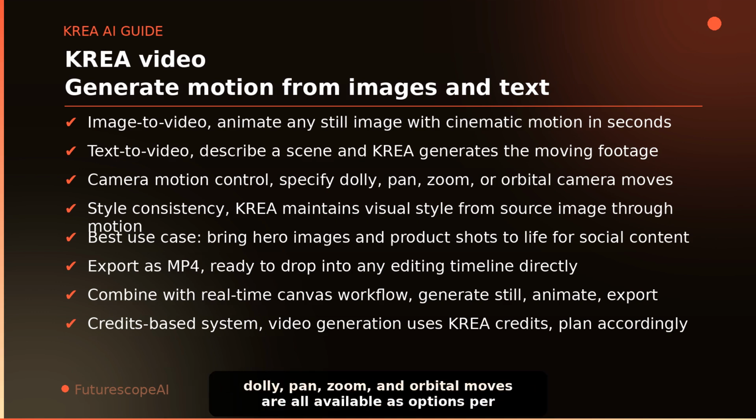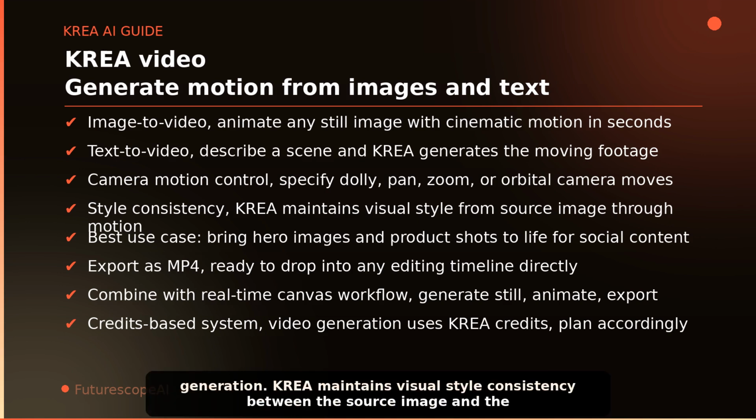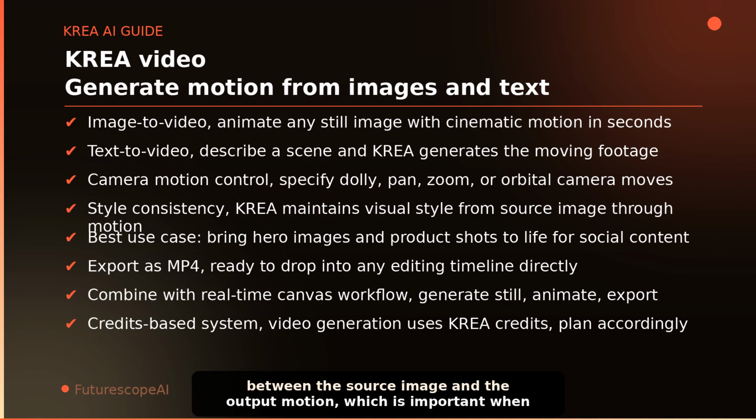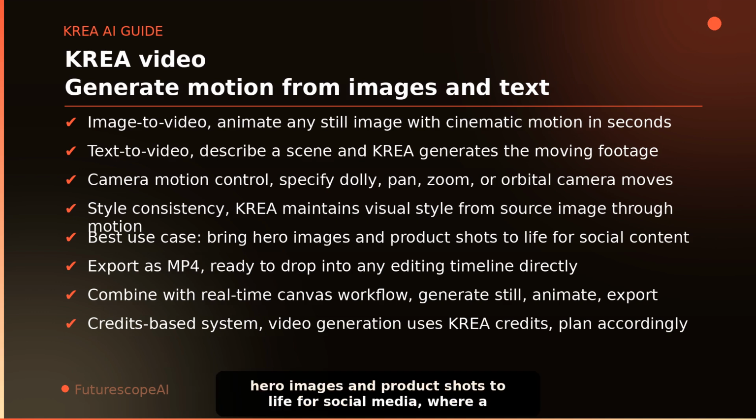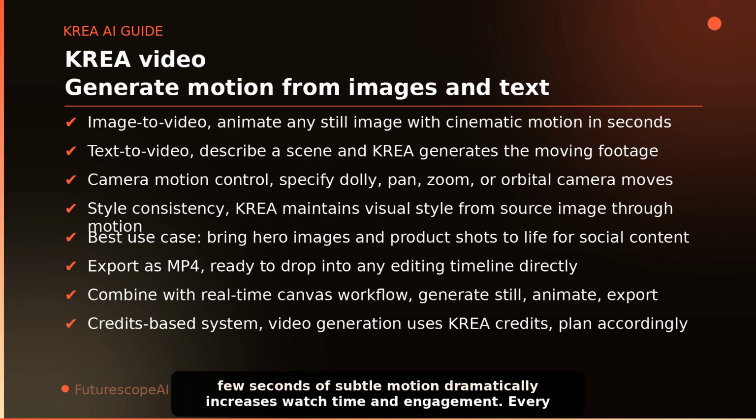Camera motion can be specified, dolly, pan, zoom, and orbital moves are all available as options per generation. KREA maintains visual style consistency between the source image and the output motion, which is important when the video needs to match existing brand or campaign visuals. The most common professional use case is bringing hero images and product shots to life for social media, where a few seconds of subtle motion dramatically increases watch time and engagement.